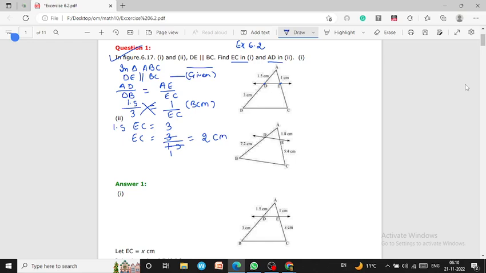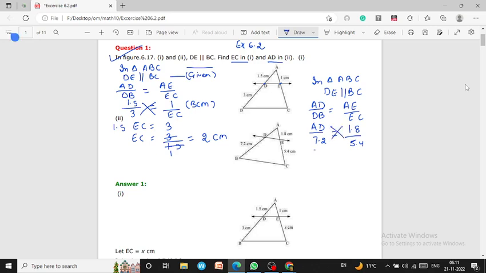Now the next point is the next figure. In triangle ABC, DE parallel BC, AD over DB equals AE over EC according to Thales theorem. AD we have to find out, and DB is given 7.2, AE given 1.8, EC given 5.4.